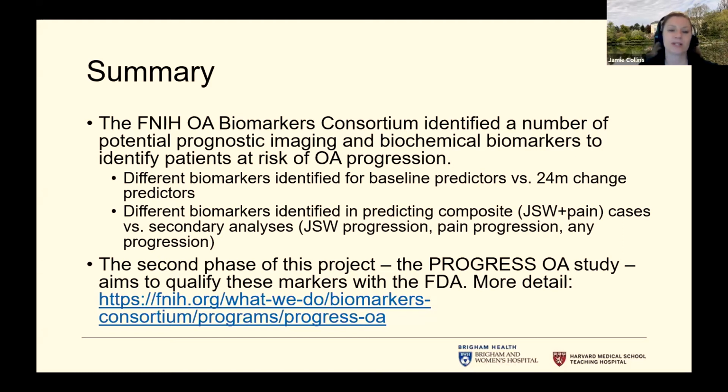And different biomarkers were identified when we looked at predicting that composite case status, so that joint space width plus pain together, versus looking at secondary analyses where we looked at everybody who had, for example, worsening in joint space width. And again, the second phase of the project is ongoing. There's more detail at the FNIH website, and that effort is being led by David Hunter and Virginia Krause.